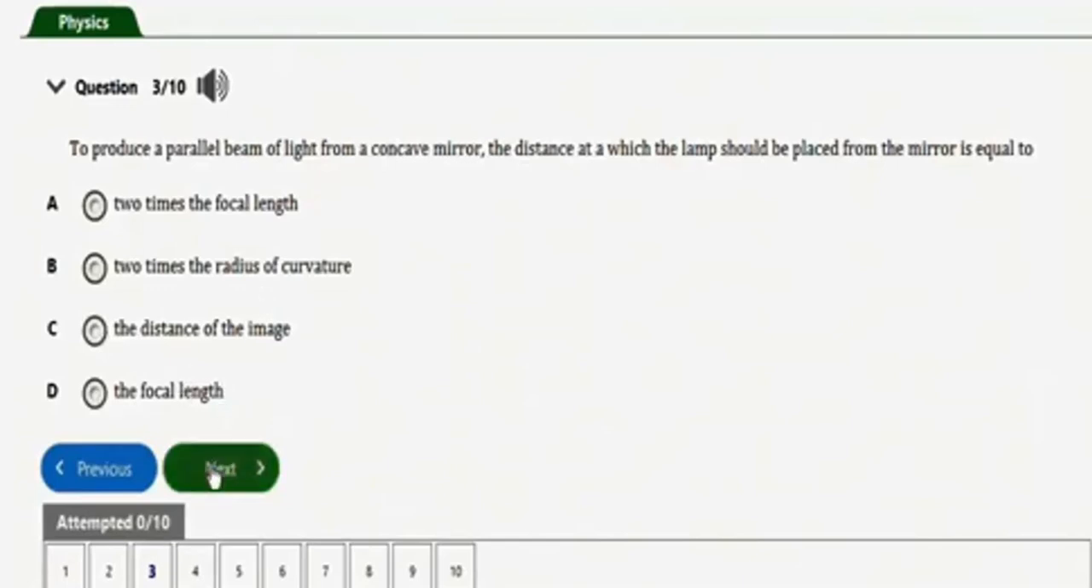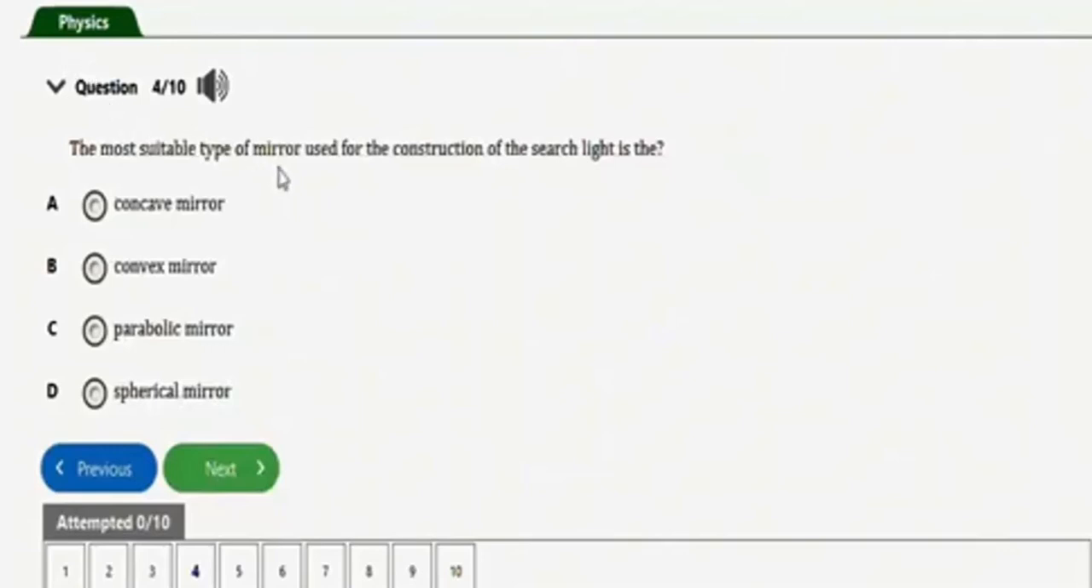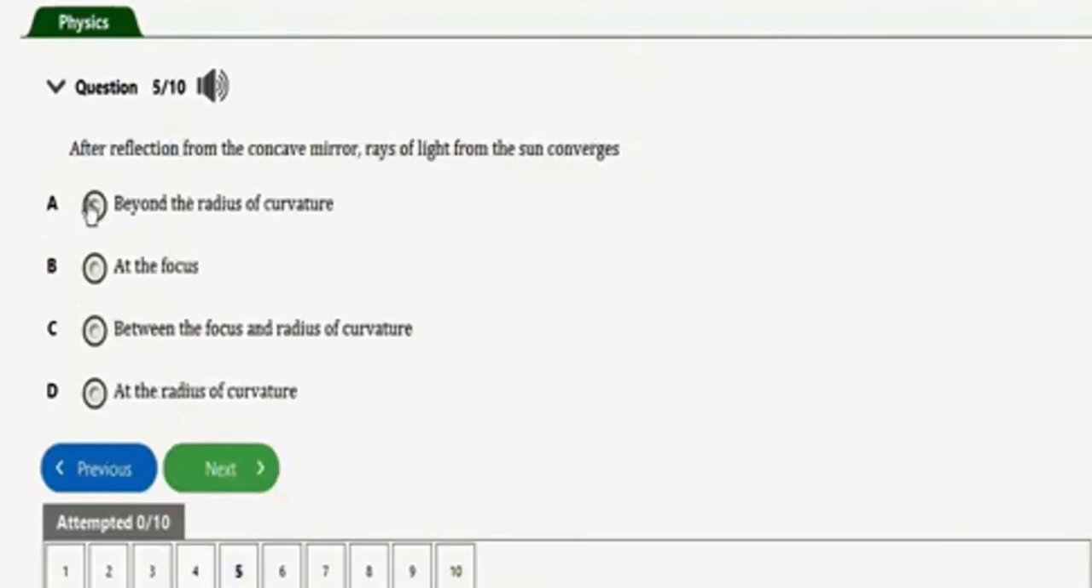The next repeated question will be this one. It says the most suitable type of mirror used for the construction of the searchlight is the, now option A, we have concave mirror, convex mirror, parabolic mirror, spherical mirror. So the correct option is option C, which is parabolic mirror. The next question will be this one. It says, after reflection from the concave mirror, rays of light from the sun converges at option A beyond the radius of curvature, at the focus, between the focus and radius of curvature, at the radius of curvature. So the correct option here is option B, which is at the focus. So that's it for this question.